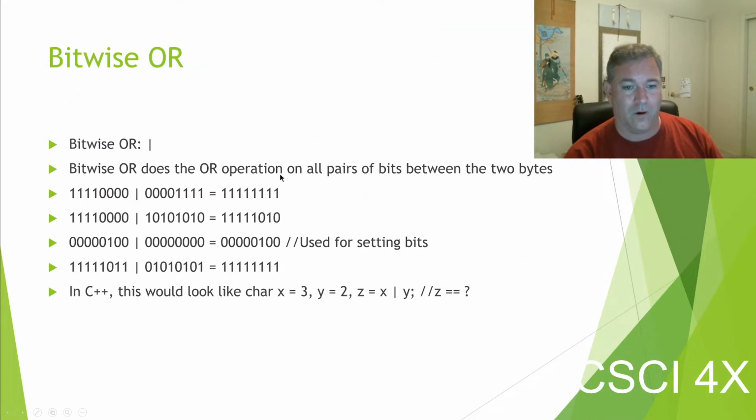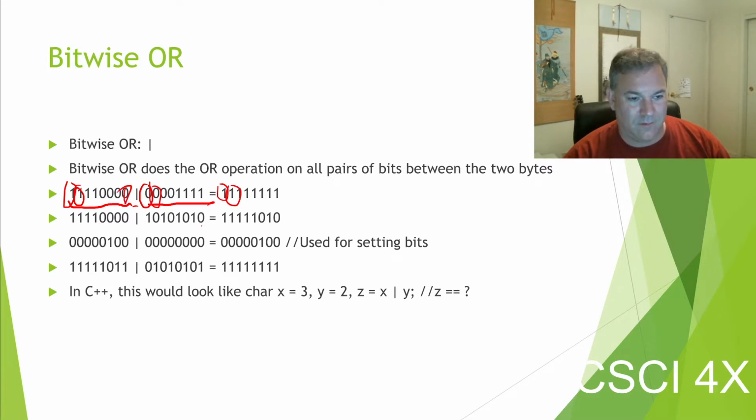Now let's do OR. OR does an OR operation on each matching pair of bits. So if you have 11111100 bitwise ORed with 00001111, we compare the first bit in each and the output is 1. Compare the second and the output is 1, and so on and so forth, up to the last one, you get 1.